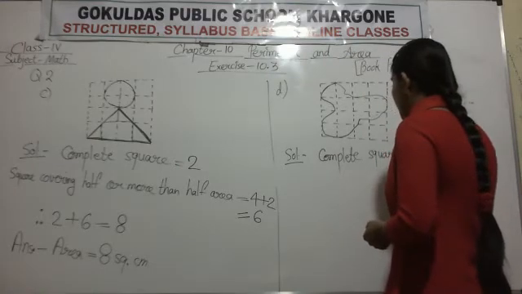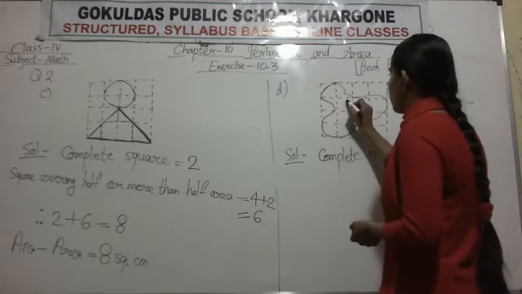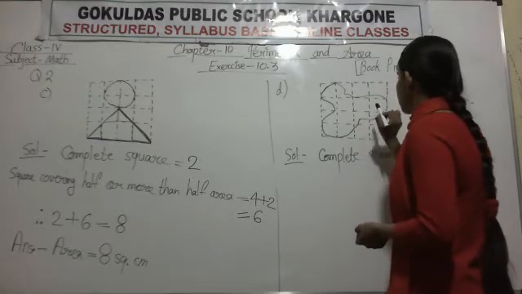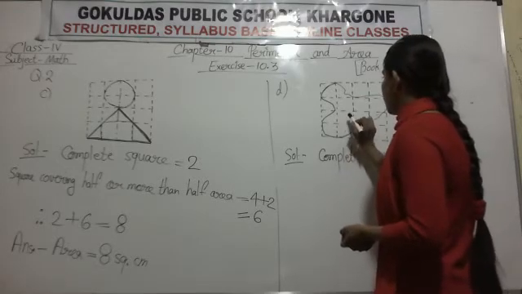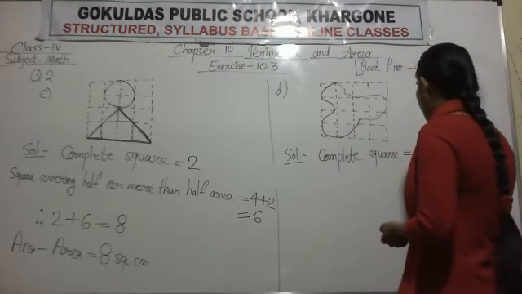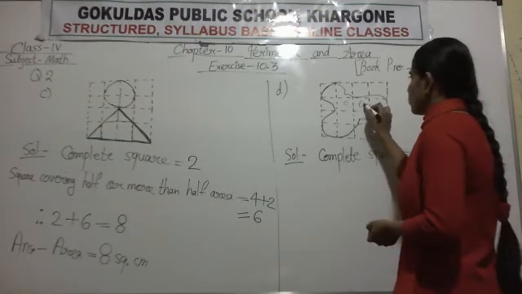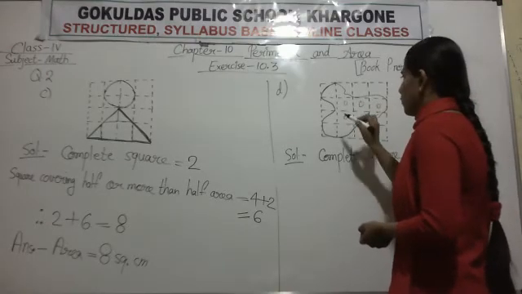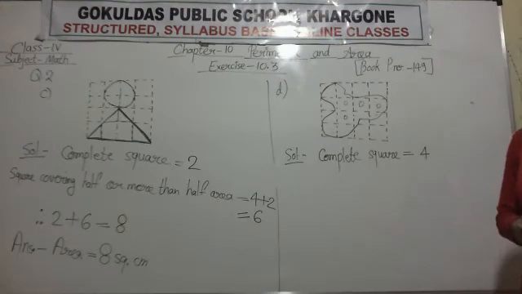So complete squares are, let us count. 1 complete square, 2, 3, 4. Total 4 complete squares are here. 1, 2, 3 and 4. Right? 4 complete squares are here.